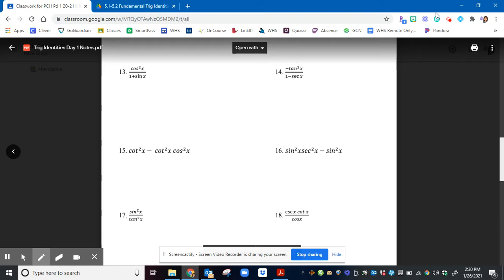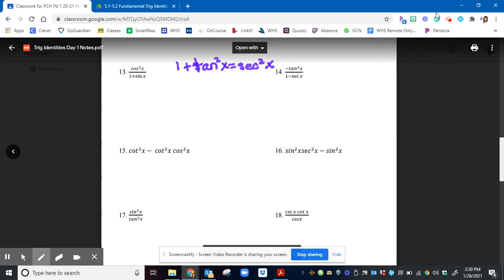they really don't have anything in common. So we have to bring in something that would be in common. And I happen to remember that if I look at my identity sheet, I have 1 plus tan squared x is equal to secant squared x. So if you haven't done so already, I would probably put this manipulation down on my piece of paper.